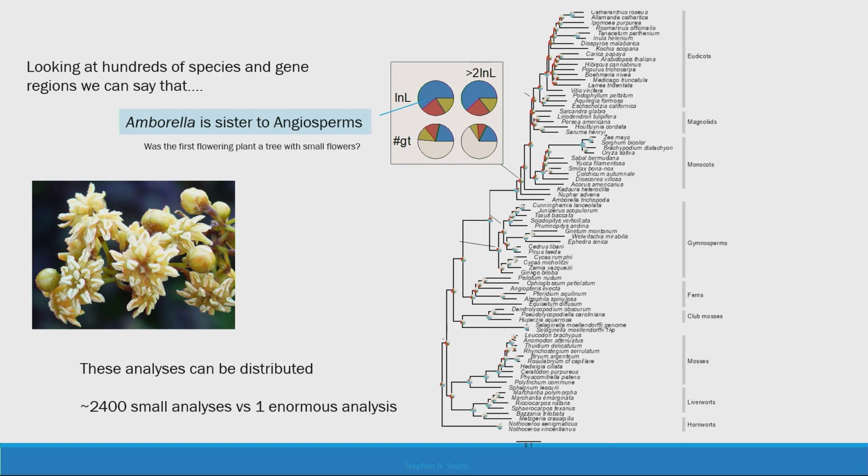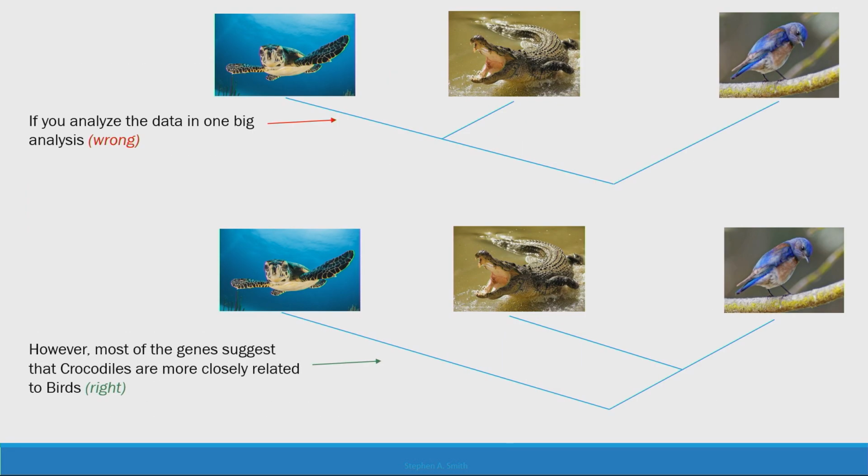So instead of doing one monolithic analysis that takes months, this can be distributed and run on a bunch of laptops in the lab or things like that. And it's not just plants, despite the fact that I focus a lot on that. For example, if you do one large analysis on a recent set of genomes that came out of the animal labs, you get that turtles are more closely related to crocodiles than to birds. That happens to be wrong. So if you do that one monolithic analysis, you'll get the wrong answer.